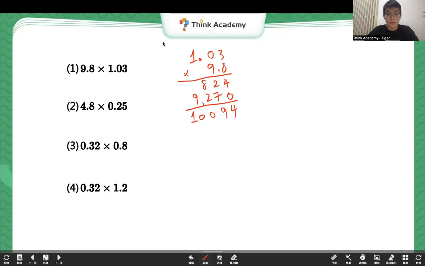So 10094. And then we just need to count the number of digits after the decimal points in total. So this has one decimal place, and this has two decimal places. So altogether, it's going to have 3 decimal places in the answer. So I just count 1, 2, 3, and put the decimal point right there. So the answer is going to be 10.094.